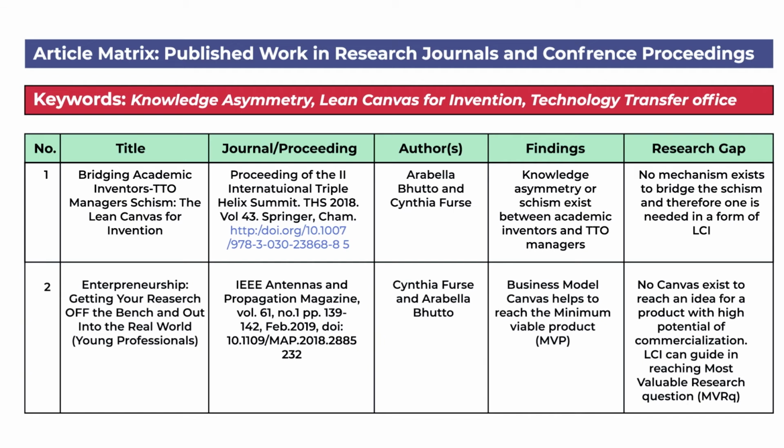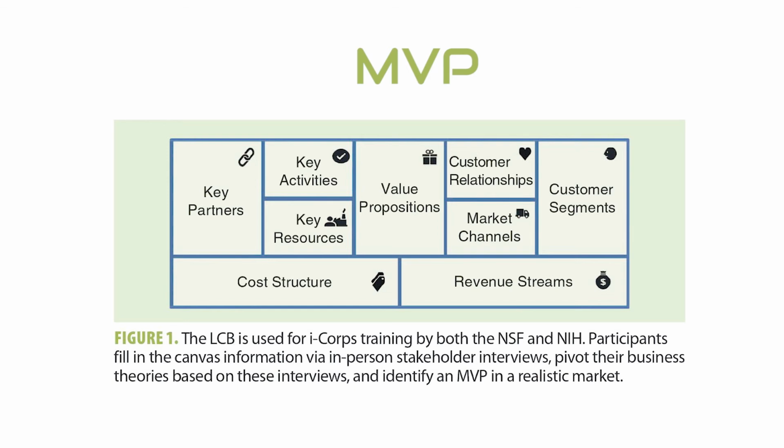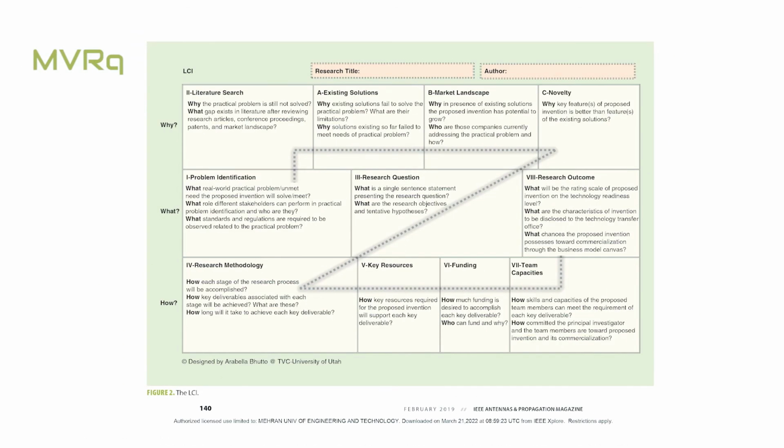This paper offers findings that in the literature a canvas exists which is named the business model canvas, and that business model canvas helps researchers reach the most viable product. But at the same time, the paper proposes that no canvas exists that can talk about how to polish an idea which has more potential to get commercialized in future. So with this same research gap identified, a new canvas is proposed in this paper named Lean Canvas for Invention, and that ultimately offers the most valuable research question.